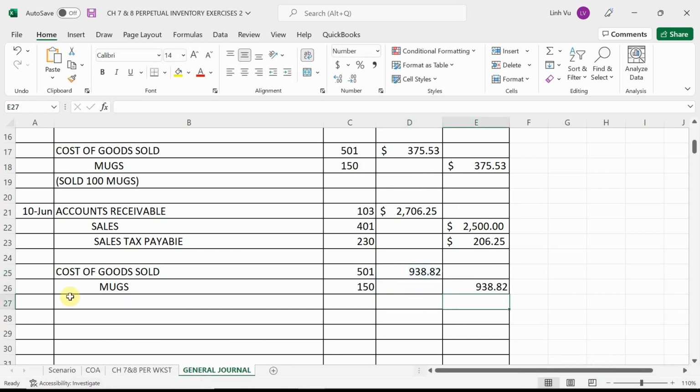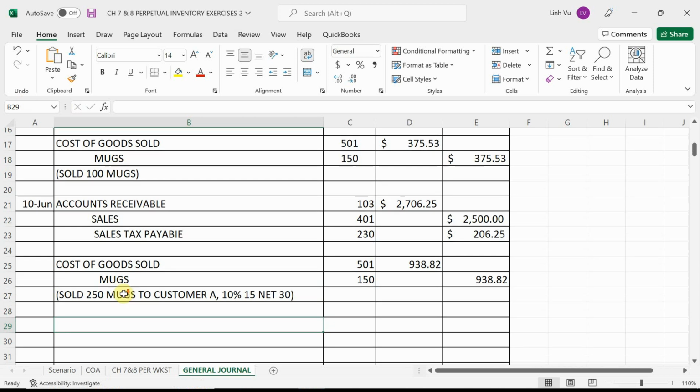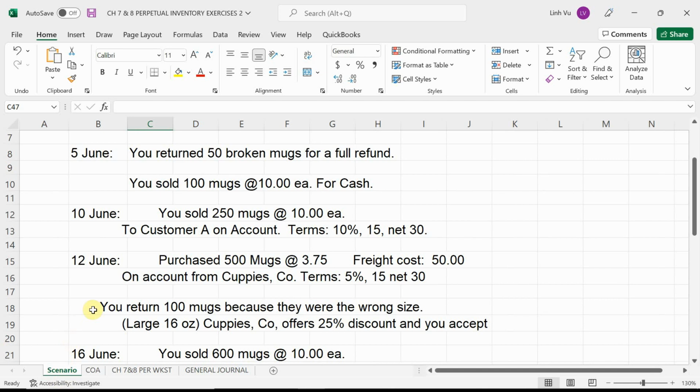Okay. And what I'm going to say here is sold 250 mugs to customer A, and I gave customer A terms of a 10% discount if they pay me within 15 days. If not, they have to pay me in full in 30 days. Okay? So that's that transaction right there. All right?